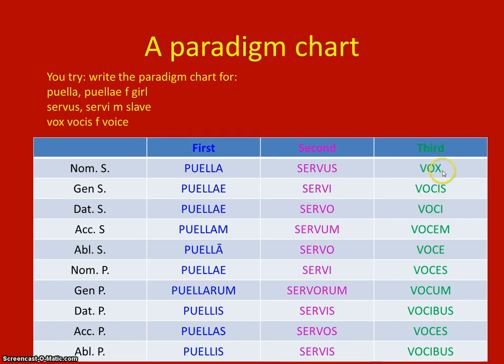Vox, vocis. Notice here that your nominative form and your genitive form look a little different from each other. Every other form is going to look like your genitive because your stem is formed by taking the genitive and removing the -is. So voc- becomes your stem for every other ending. Okay? That's all there is to know about declensions and how to decline a noun in Latin.